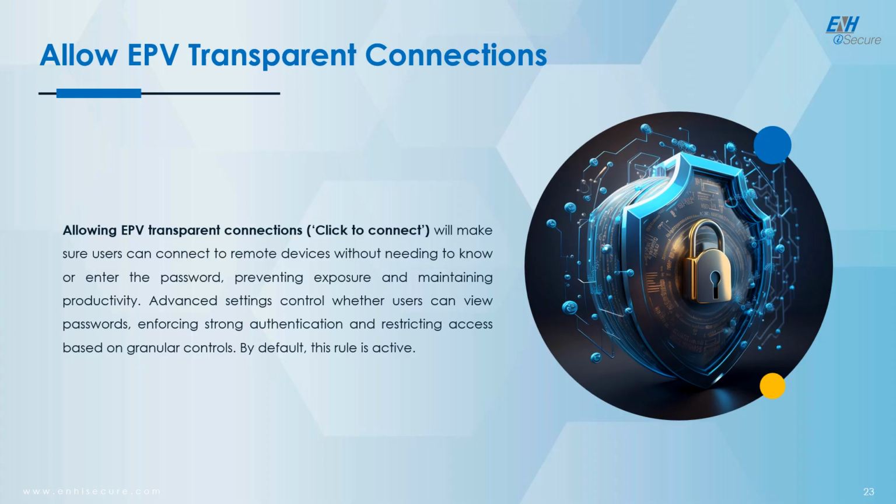The allow EPV transparent connections parameter provides corporate level control over users' ability to view passwords or launch privileged sessions. This parameter is active by default and probably should only ever be deactivated by exception. We can activate both the ability to transparently connect and allow the user to view the password.